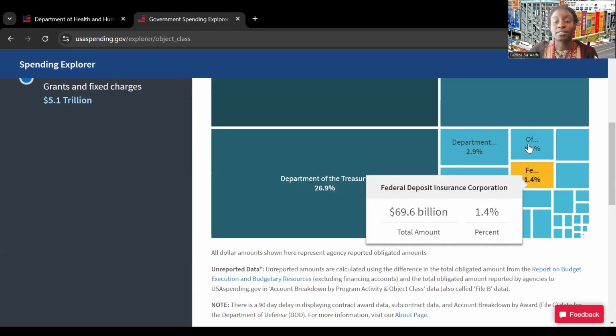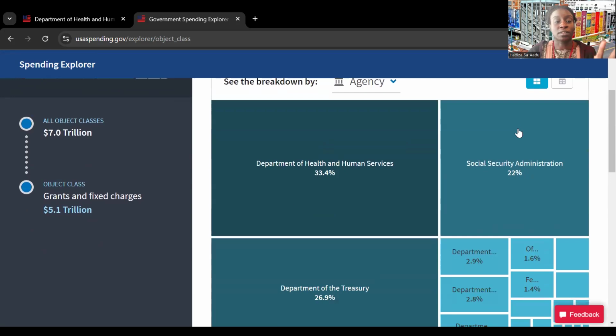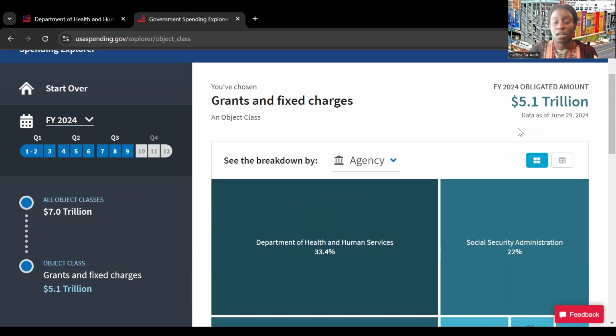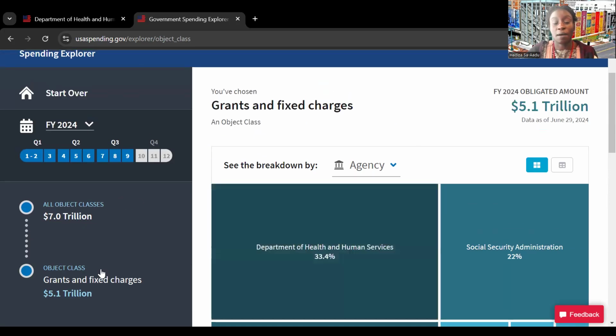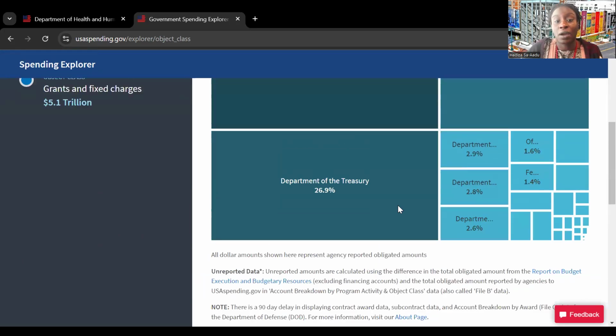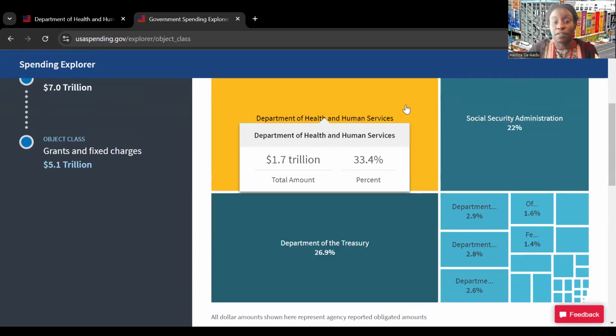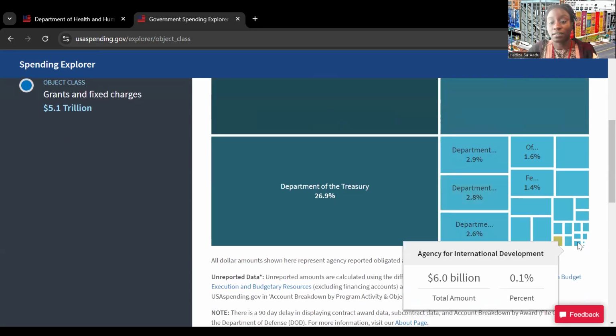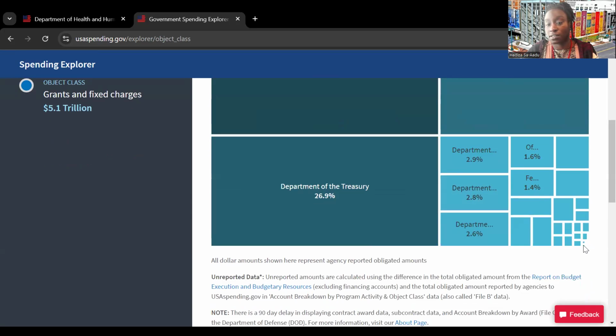Okay, so we're seeing now the different agencies and how much of the federal budget is allocated or dispersed in grants and fixed charges, or is allowed to be allocated that way. How much goes to each agency? And we see again, Department of Health and Human Services is getting the most. Who's getting the least? Let's look.